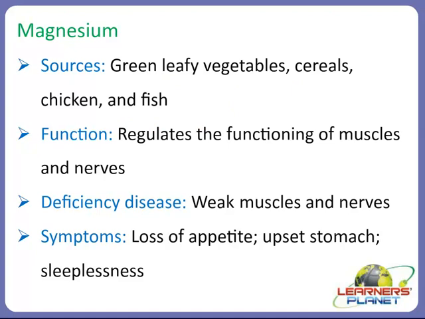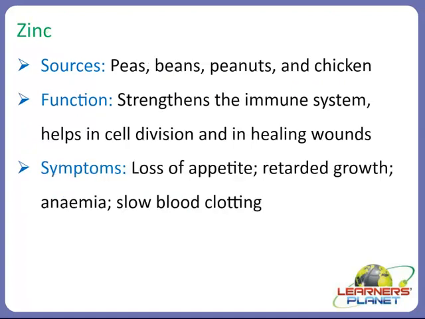Let's move on to the next mineral. Yes, zinc. The rich sources of zinc are peas, beans, peanuts and chicken, and the function of zinc is that it strengthens the immune system, it boosts up our immune system, and it also helps in cell division. That means it will divide the cells in the body and the proper growth will take place in the body, and it is also helpful in healing our wounds.